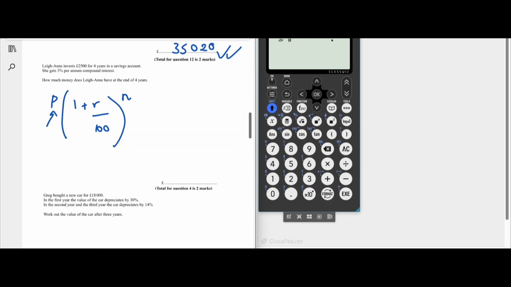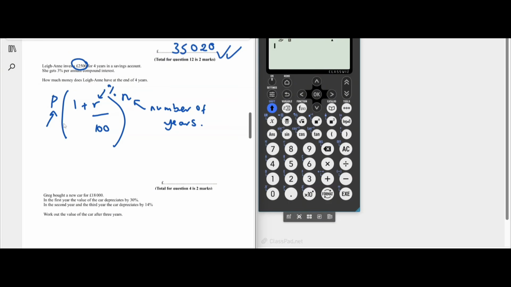P is your principal amount, which is just your money. R is your interest rate, so it's your percentage you're going to put in there. You do not need to put the percent button in. N is number of years, and it tells you that on the formula sheet. Okay, so please use that. Lots of people make mistakes with this.